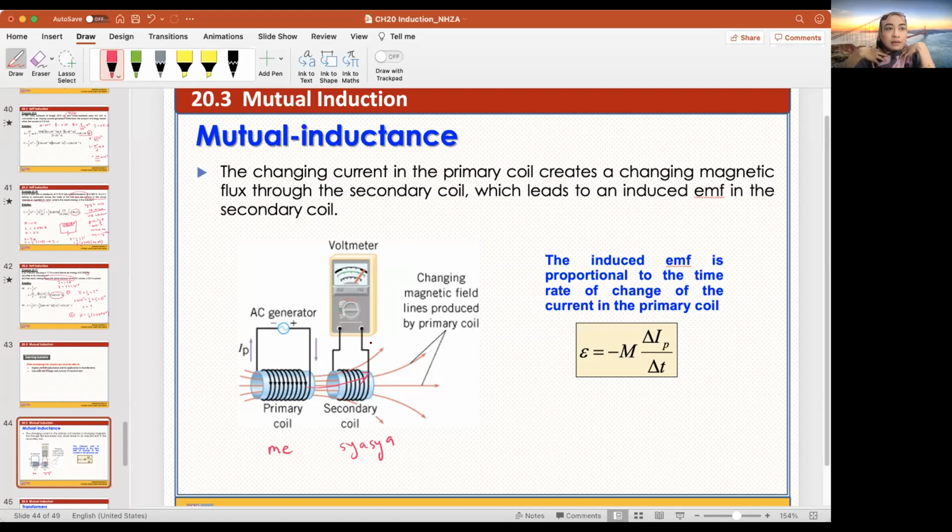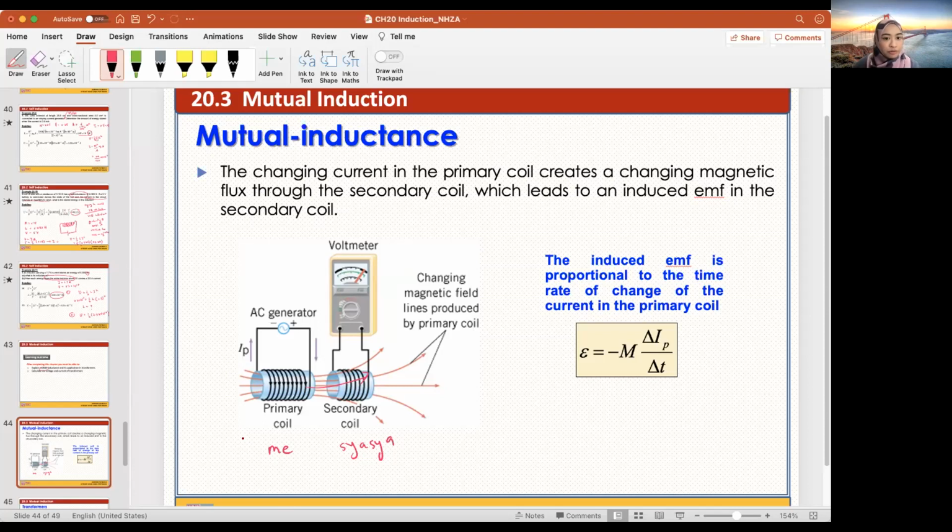So how do I say this? Okay, let's say someone splashes water at me. Shasha is next to me, so Shasha will get splashed by the water too. This is how it happens. If I change my magnetic flux, Shasha will experience some of the change in magnetic flux. So when Shasha experiences a change in magnetic flux, Shasha can also have an induced EMF. Okay, so this is the situation for mutual inductance.